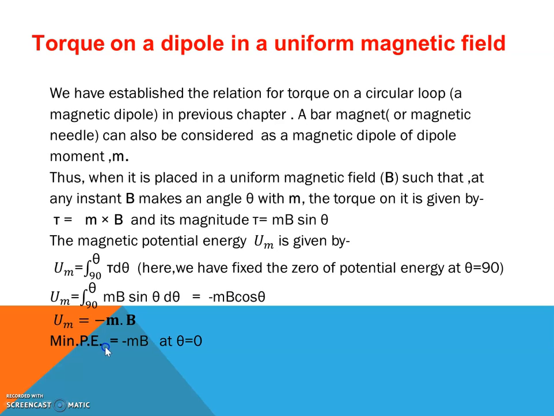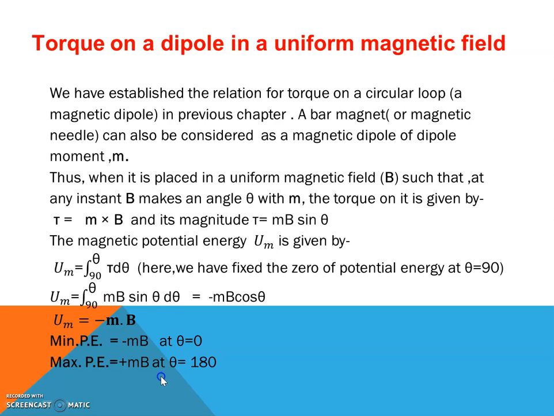For example, we take a situation when m and B are parallel to each other. Theta is 0. In that state, potential energy will be minimum, minus mB. This is the state when m and B are parallel. Now, when the dipole is rotated by an angle 180 degrees, if we replace this value of 180 degrees in this relation, we will get potential energy equals plus mB. This is maximum potential energy, and this is the unstable state, and this one is the stable state.